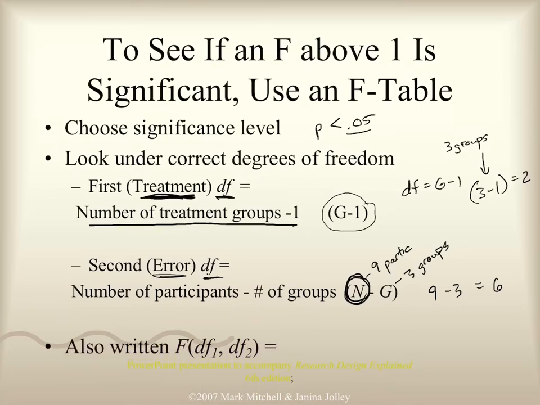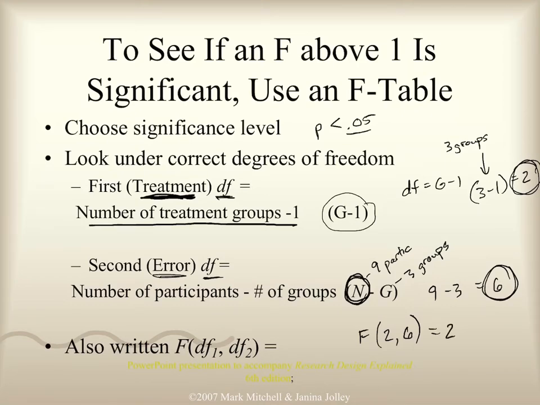Now the way that you'll oftentimes see this written, and when you'll write it up in your statistical reports, is you write the letter F, because we're looking for an F value, and then degrees of freedom 1, or degrees of freedom treatment, comma, degrees of freedom error. So here for our study, we would write F, degrees of freedom treatment is 2, degrees of freedom error is 6, equals, and then whatever our value is.